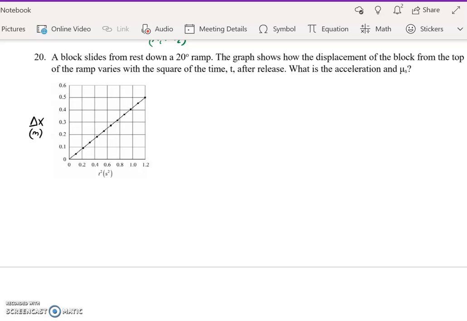So we've got delta x versus t squared. So this is giving us two parts of one of the kinematic equations. We've got delta x equals vit plus 1/2 at squared. If it starts from rest, we can get rid of vit. So essentially we've got delta x equals 1/2 a times t squared. Our graph has delta x as the y, and it has t squared on the x-axis, which means the slope of our graph, y equals mx plus b, is 1/2 a.